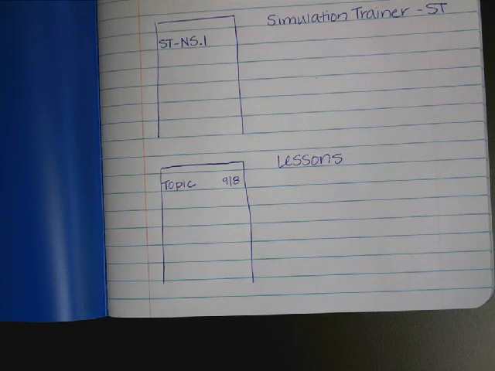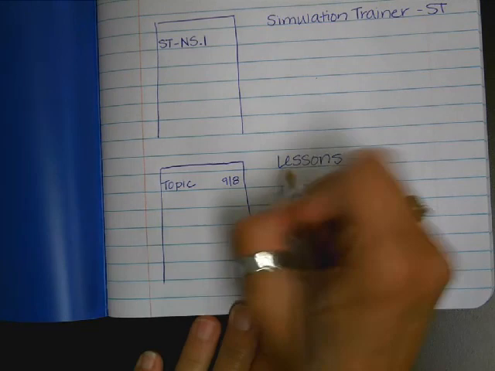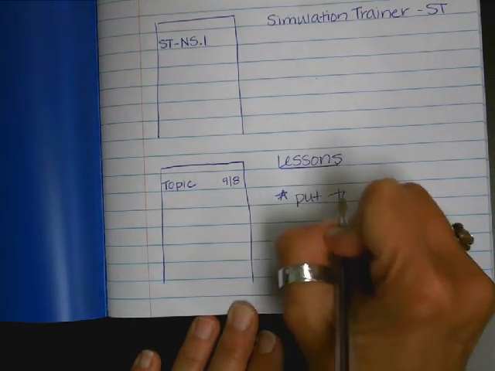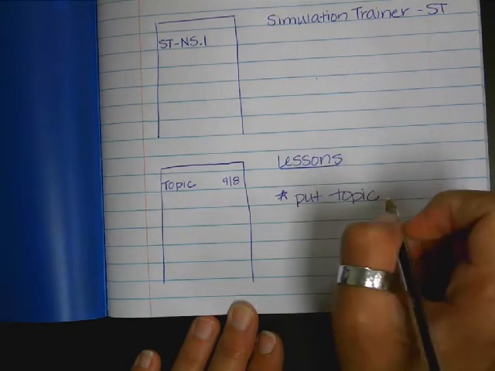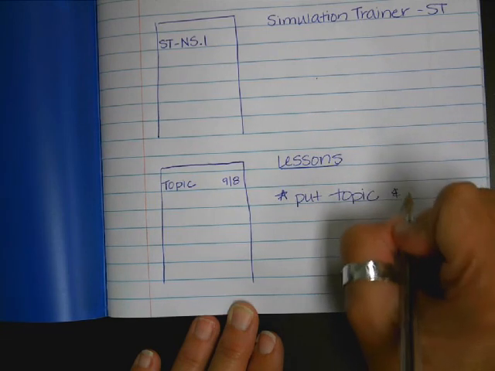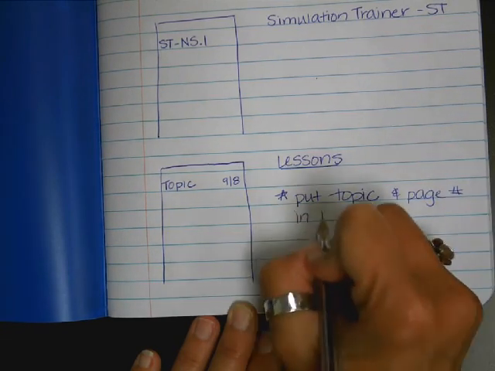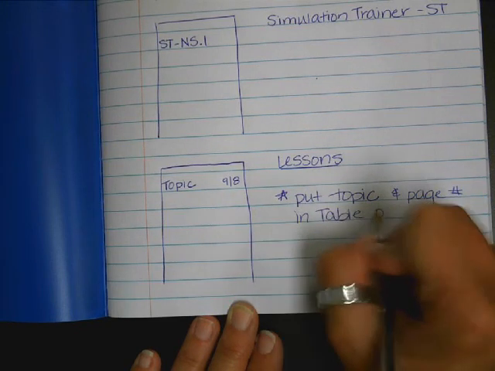But here's the really cool thing about the lessons. We're going to put those in the table of contents. So if you're like, okay, remember when we learned about fractions and decimals? When was that? You can go back and look at fractions and decimals, and it'll tell you the exact page to go to. So for the lessons, we're going to put the topic and page number in the table of contents.